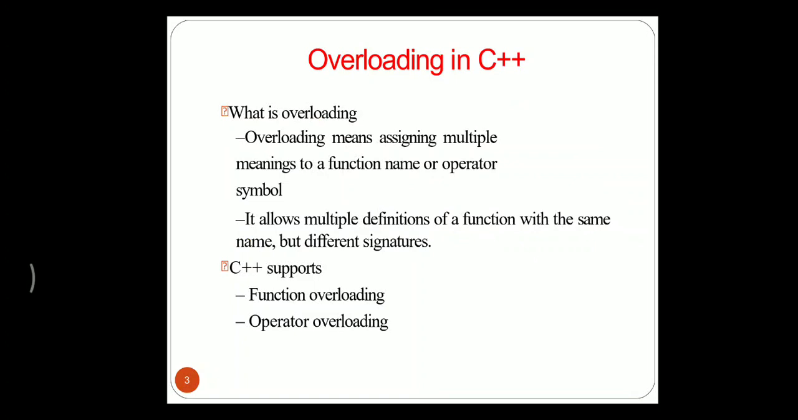Next, overloading in C++. What is overloading? Overloading means assigning multiple meanings to a function name or operator symbol. It allows multiple definitions of a function with the same name but different signatures. Some of the types of overloading in C++ are: one is function overloading and the second one is operator overloading.